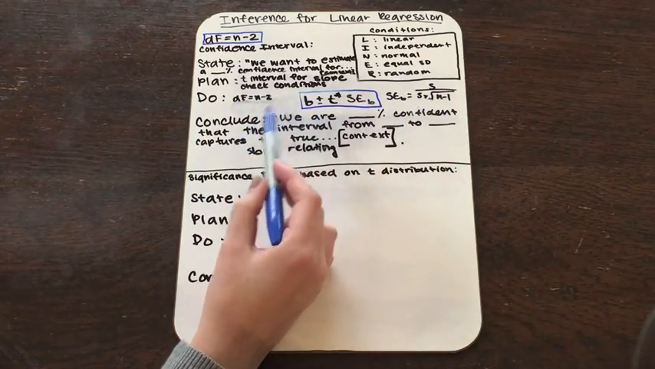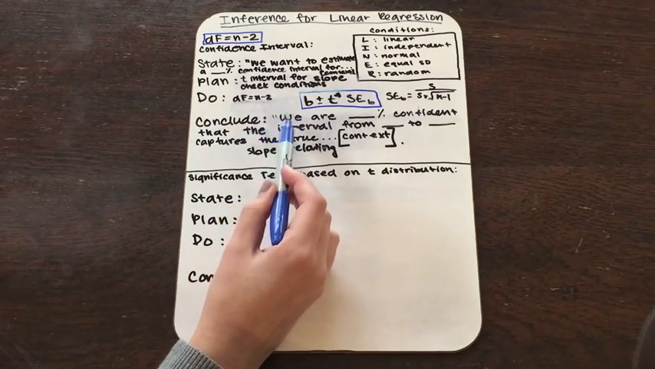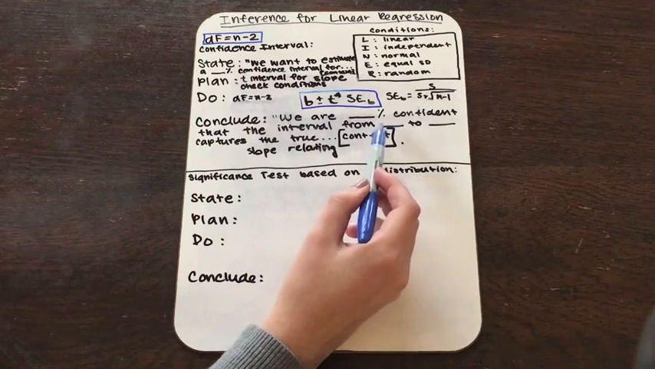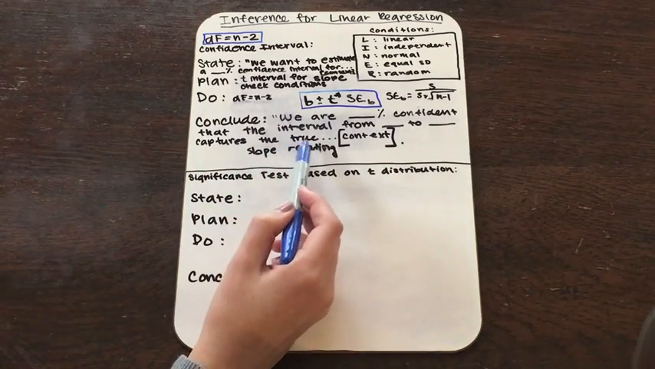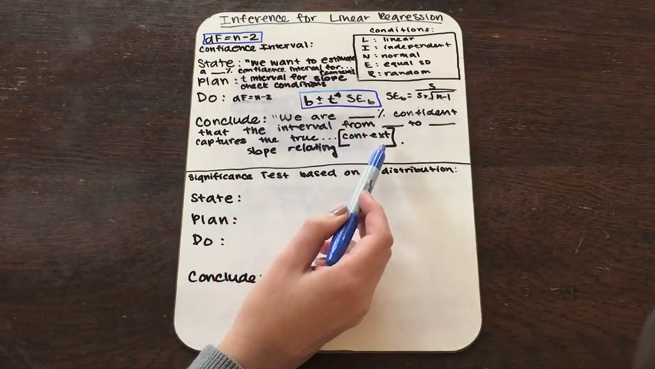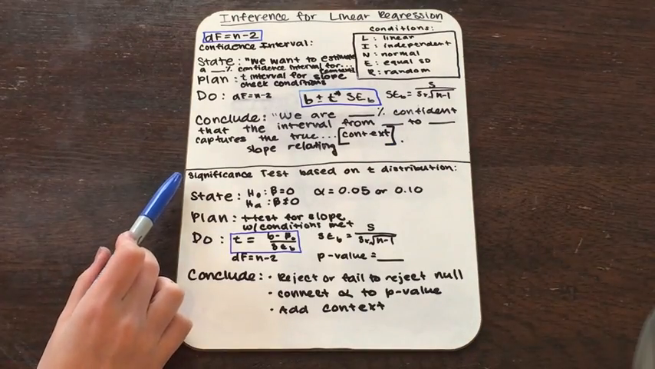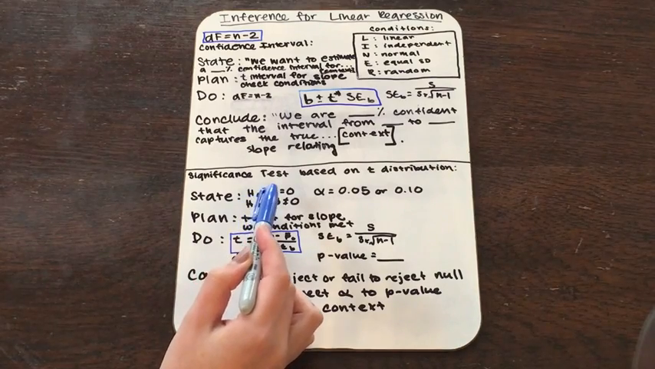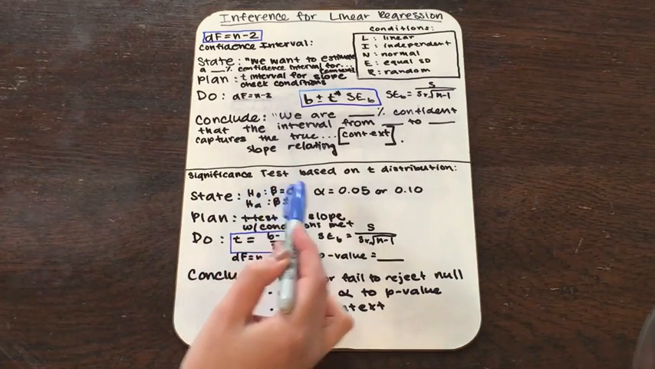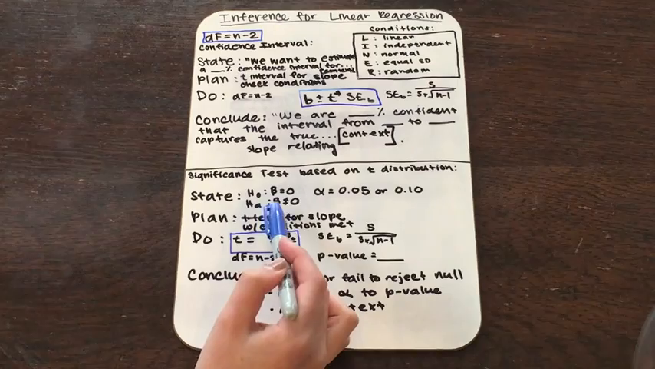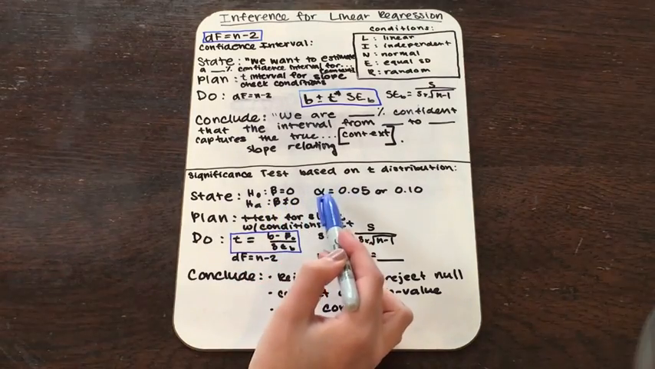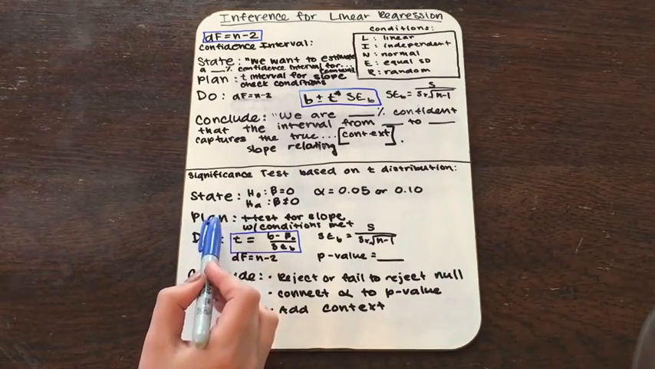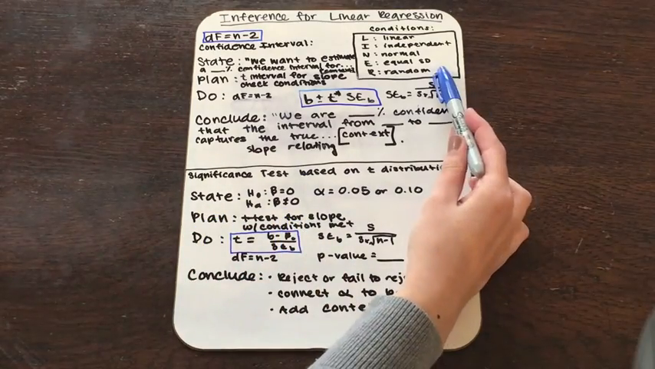And then once you get that, you do the conclude part, and you say that we are blank % confident that the interval from whatever it is captures the true slope relating, and then you add the context. For significance test, you also use the state, plan, do, conclude procedure. So for state, the null hypothesis is that the true slope of the regression line is equal to 0, and the alternative is that it's not equal to 0, and then you use the significance level of either 0.05 or 0.10. And then for plan, you use the t-test for slope with these conditions met.